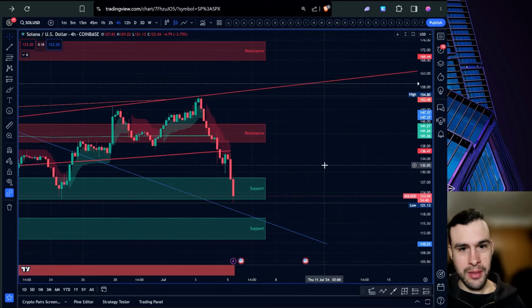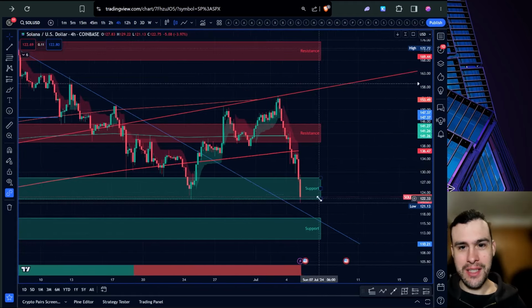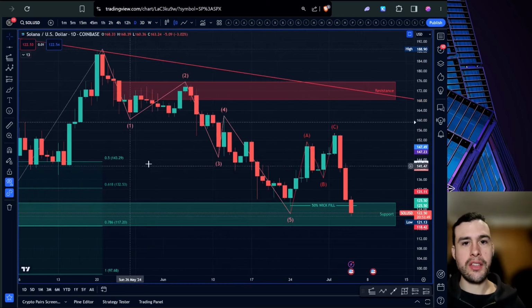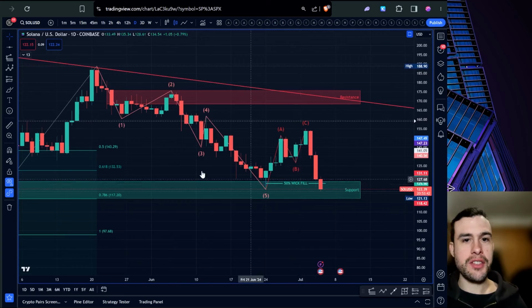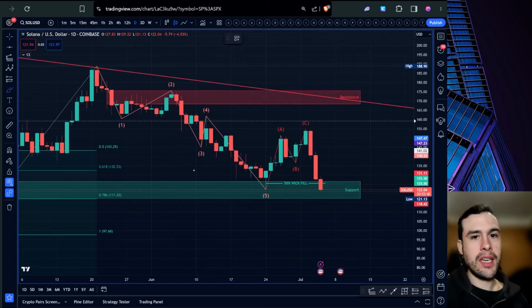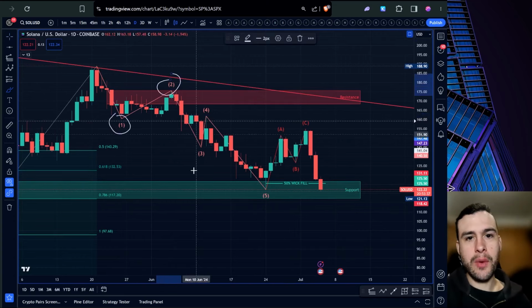So Solana's come down a lot. Wow, we're right into that support again. If we have a look here and just look at the structure, I was thinking maybe we'd get a bounce off the wick fill. So if you can see here, I've got these numbers here. That's our Elliott Wave theory count.